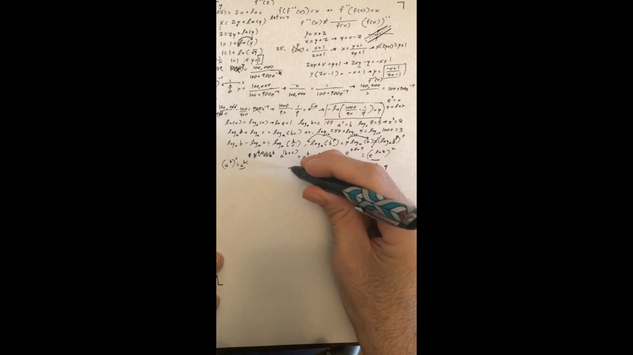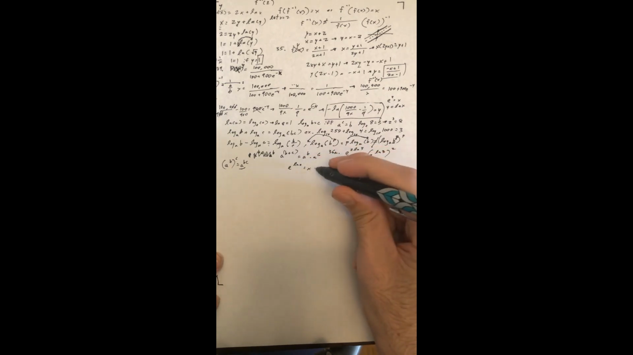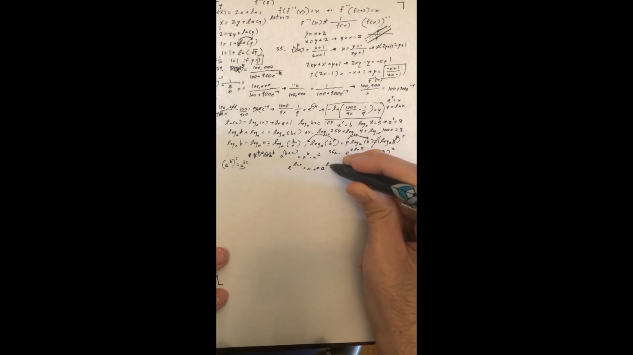So in general, e to the natural log of x is equal to x, or perhaps more generally, a to the log base a of x is equal to x. And since you have this squared out here, you square it. Okay.